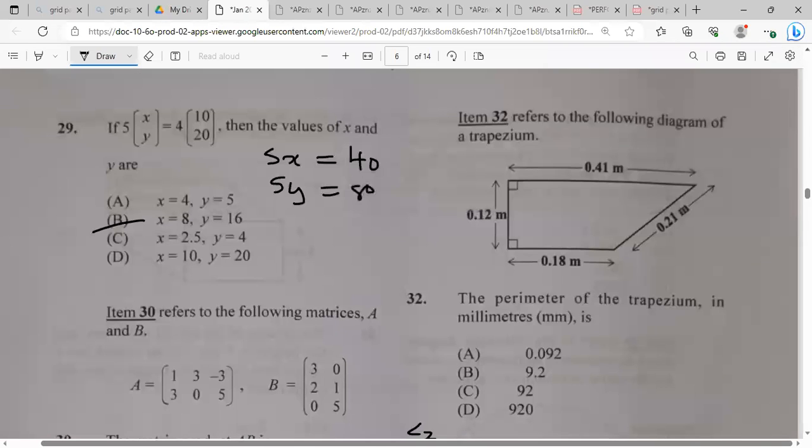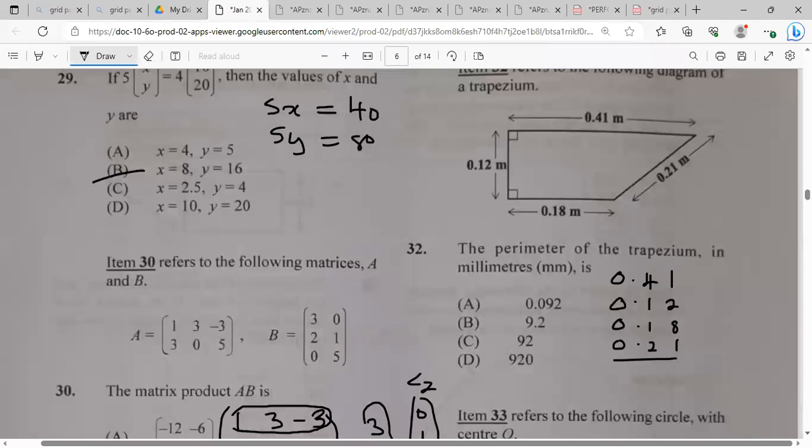32 says the perimeter of the trapezium in millimeters is, so they give us the sides in meters. We could first add, so it's 0.41. You must add decimals carefully, guys. Just remember decimal point under decimal point. So we have 0.12, 0.18, 0.21. Let's add them right here. Just look closely. All right, so 0.12, 0.41, 0.18, and 0.21.